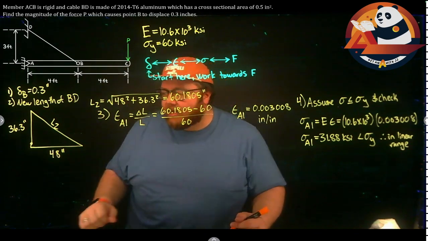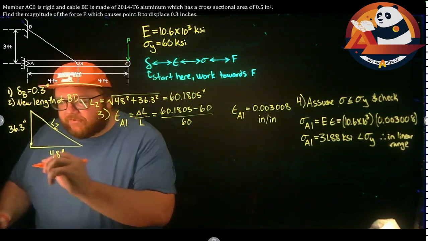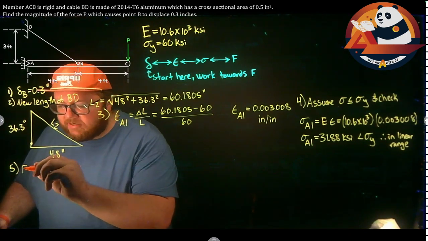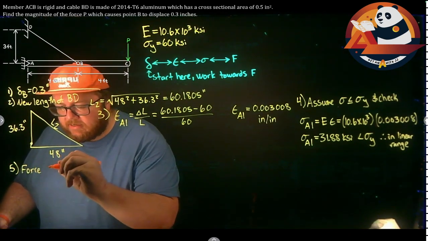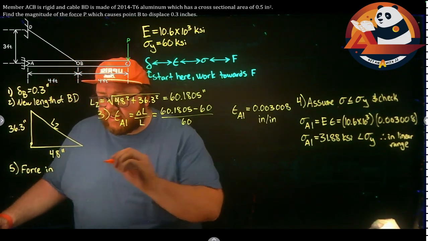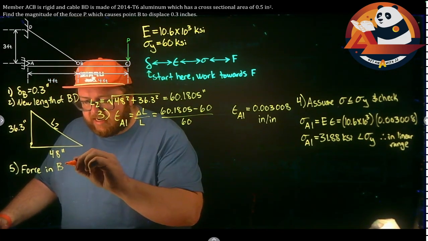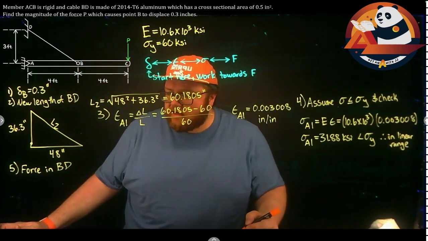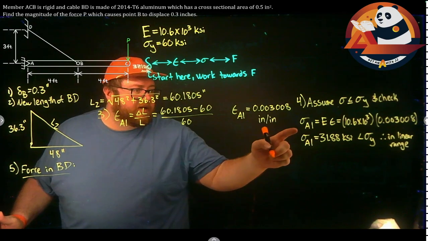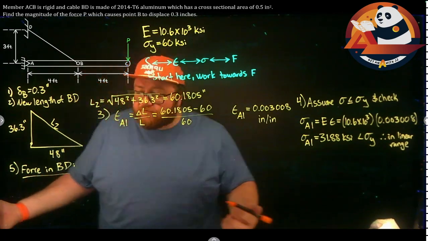It's kind of where we're going with that. So my fifth step, 5. Let's find the force in member CD. And member BD, actually. And BD. So I have the stress in BD in our aluminum. Let's find the force in that.